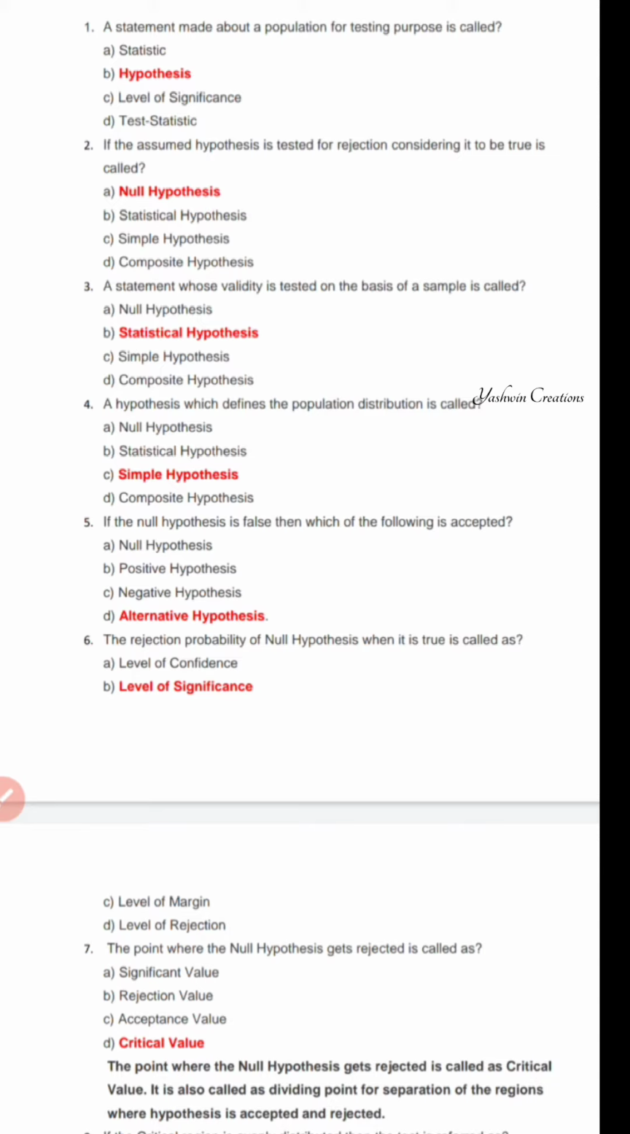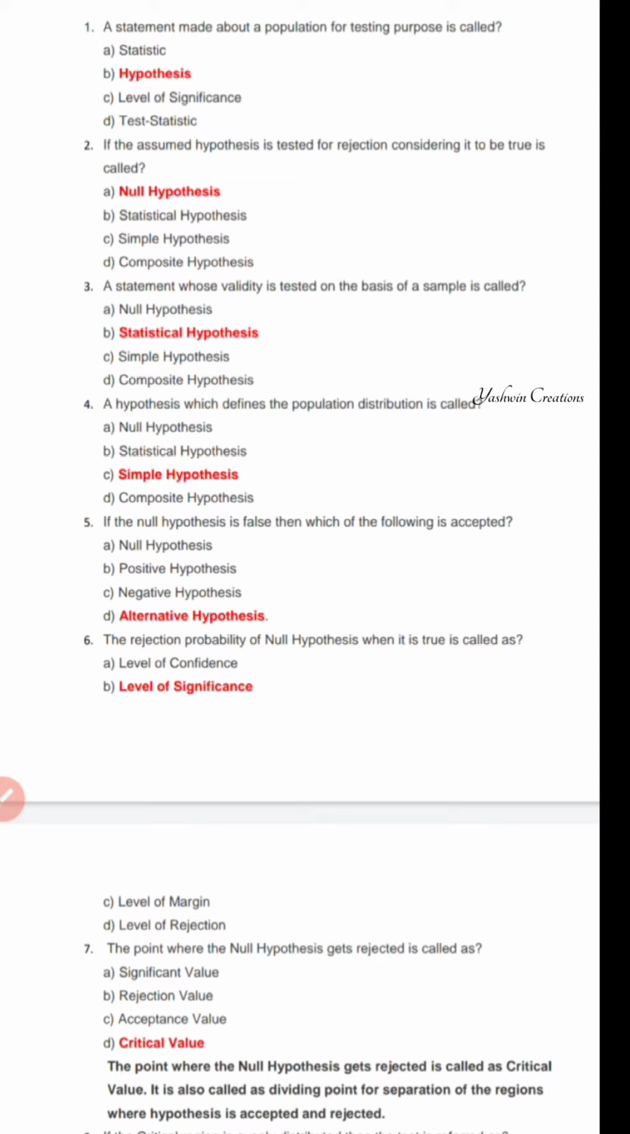Hi everyone, today we shall discuss important MCQ on research methodology. First question is, a statement made about a population for testing purpose is called. Remember, a statement made about a population for testing purpose is called a statement. So that is a hypothesis.